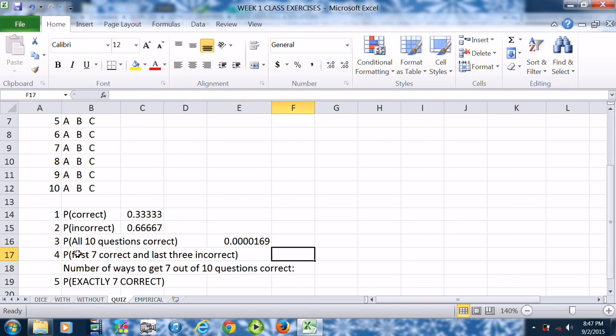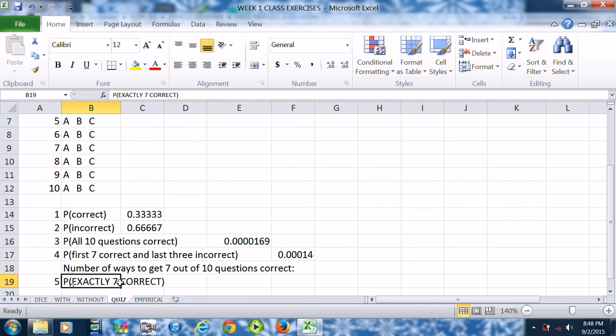Okay, how about getting the first 7 correct and the last 3 incorrect? Well, we know the probability of correct is 1 in 3. If we're looking at 7 correct questions, we would be multiplying that 1/3 by itself 7 times. And, which is multiplication, the last 3 problems are incorrect. Probability of incorrect is 2/3, and since there are 3 questions, that would be multiplied by itself 3 times. So we get 1/3 to the 7th times 2/3 cubed to get 0.00014.